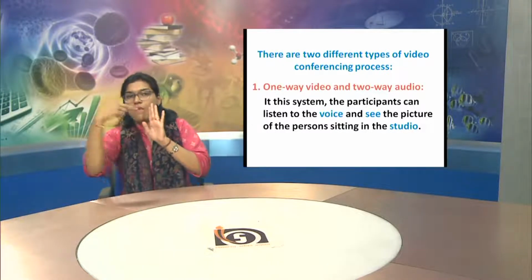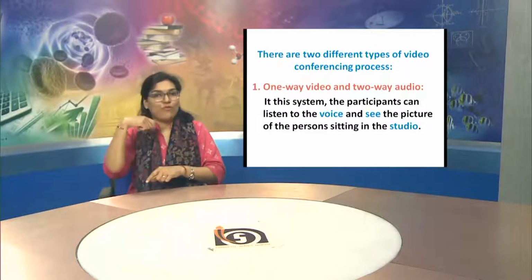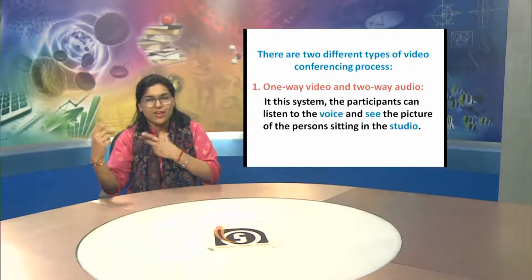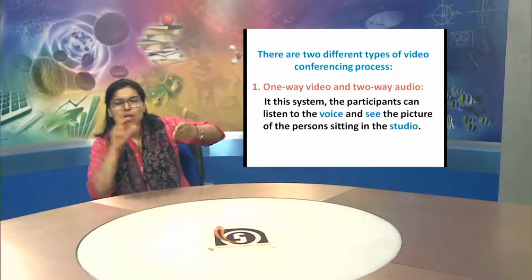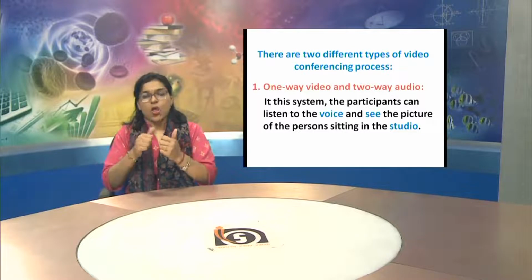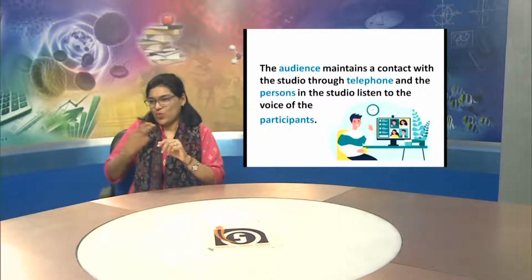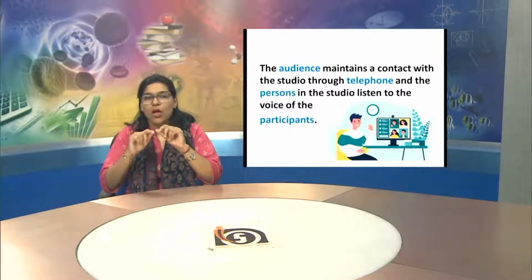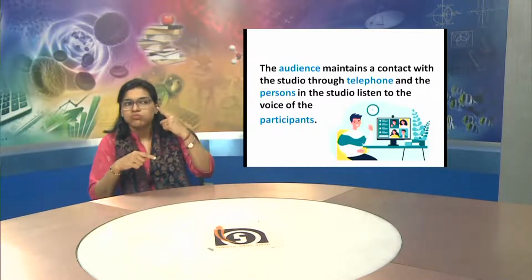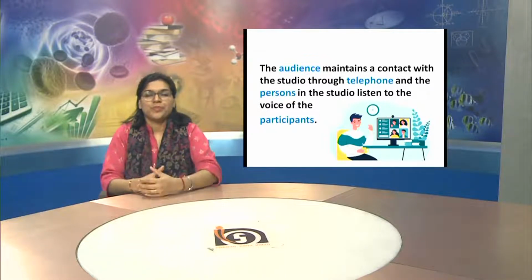In this system, the participants can listen to the voice and see the picture of the person sitting in the studio. It allows two-way audio, but the video is only one way. The audience maintain contact with the studio through telephone, and the person in the studio listens to the voice of the participants.